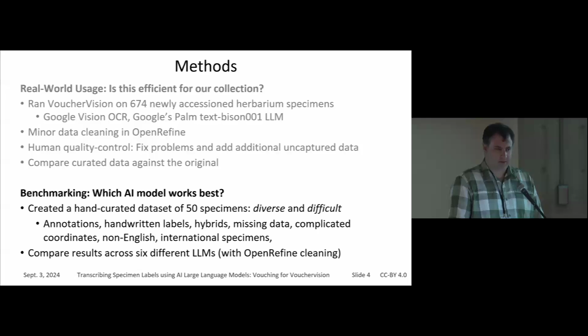specimens with a bunch of different annotation labels on, handwritten labels, things like hybrids, complicated taxonomic names, complicated coordinates like taxon range and section and UTM, international specimens that had non-English on the label, anything I could throw at it, basically, I tried to put into this. And so then I ran this through 6 different large language models and compared the results.